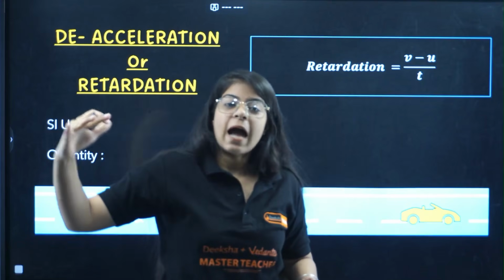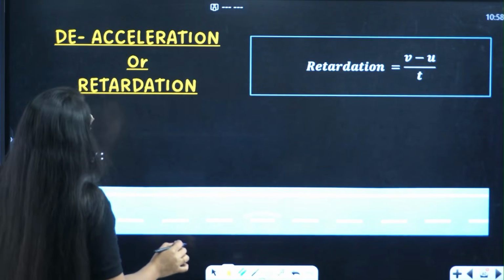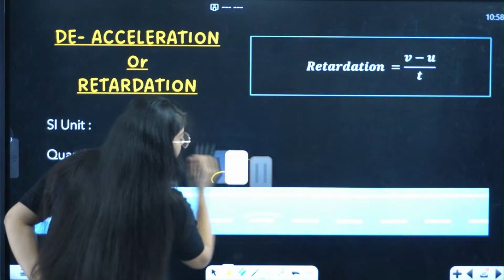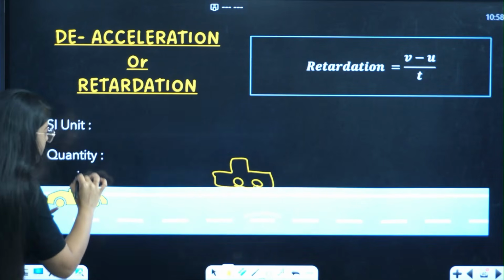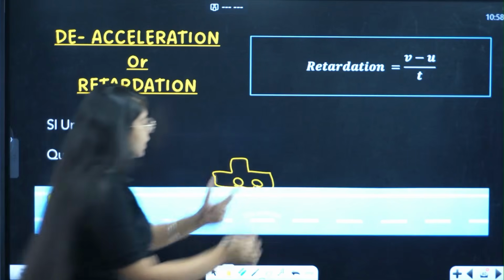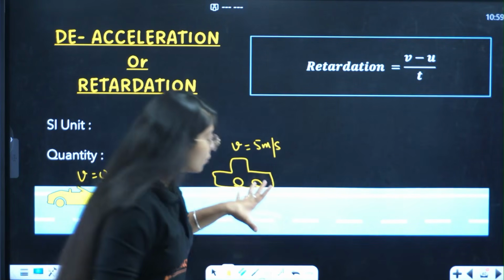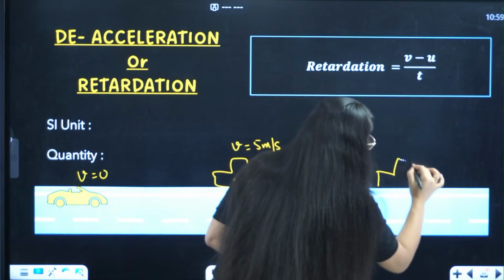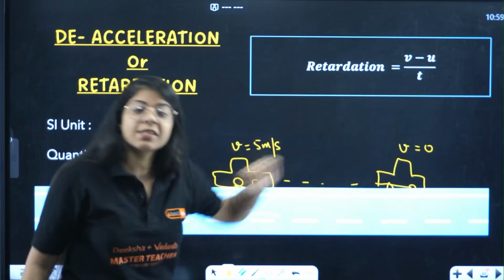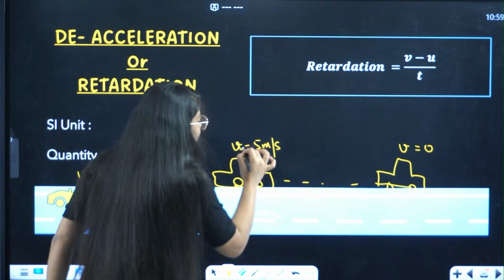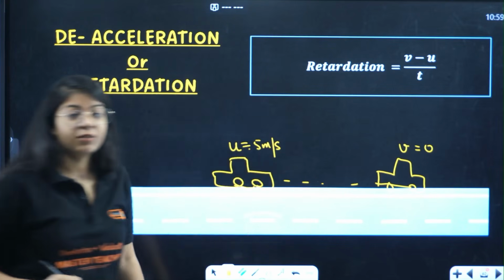Understood? Let's say your car is here somewhere, and the velocity was 0. You didn't start. Then the velocity is, let's say, 5 meter per second. You are accelerating, but then you start stopping, and by the time you reach here, the velocity again becomes 0. Now the final velocity is 0. Initial velocity is 5 meter per second. We write initial velocity by u and final velocity by v.